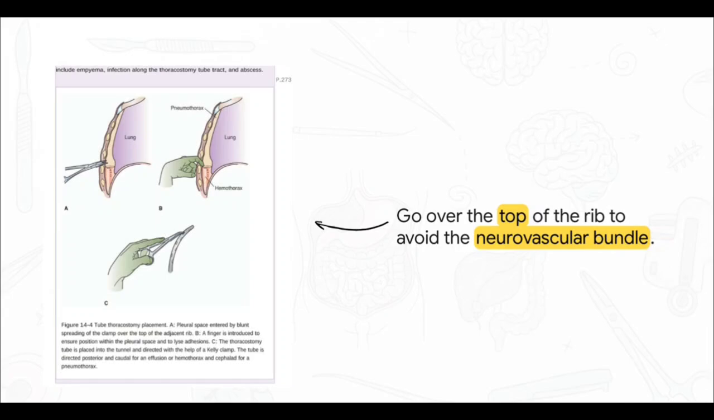Now for tube thoracostomy. This is the cardinal rule of chest tubes. Look at how the instrument is positioned here. You absolutely must always advance your needle or clamp over the top of the rib.